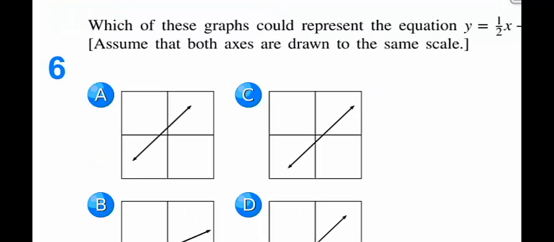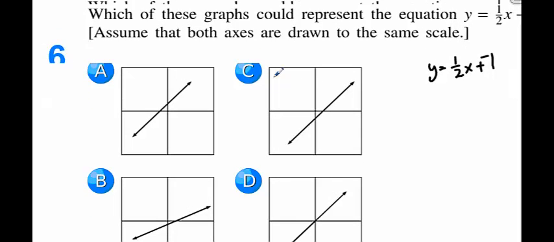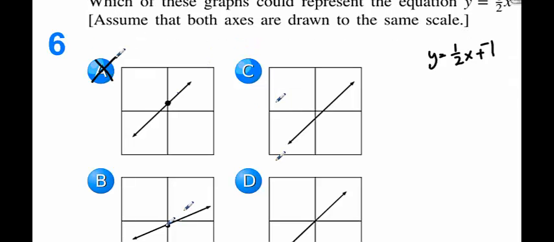Number 6. Which of these graphs could represent the equation y equals 1/2 x minus 1? So I'm off a little bit on my video. So there's our equation. So I got same change opposite. All right. So we need a y-intercept of negative 1. This is positive, not possible. B, okay, that looks possible right there. C, that looks possible. And D, the origin is the y-intercept, so that's not possible.